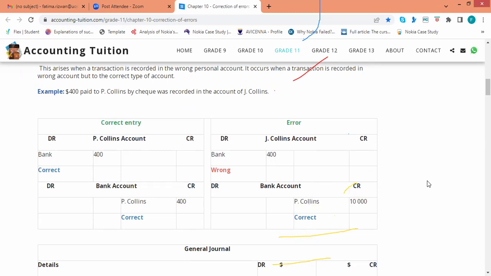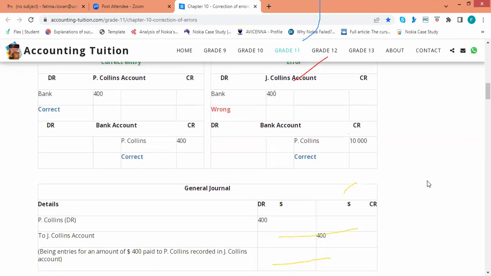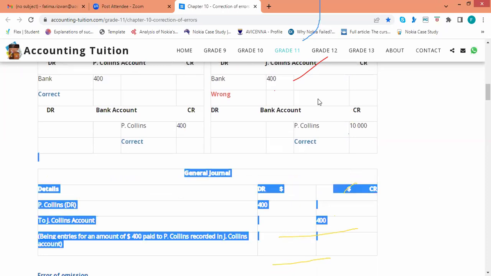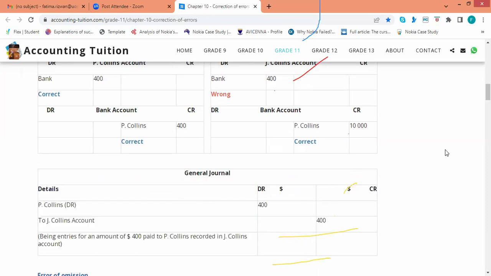By mistake, what did you do? You did bank credit and J Collins debit. So in order to rectify it, you're not going to touch the bank, because bank is already being credited, which is right. Instead of that, P Collins was supposed to be debited. So you're just going to debit P Collins, and the account that was wrongly debited, you're just going to change it and write it down as J Collins.